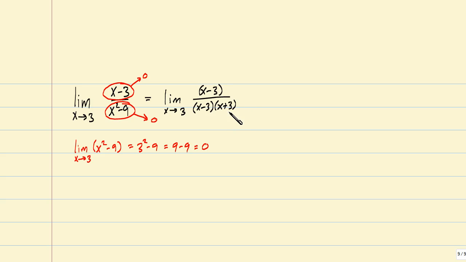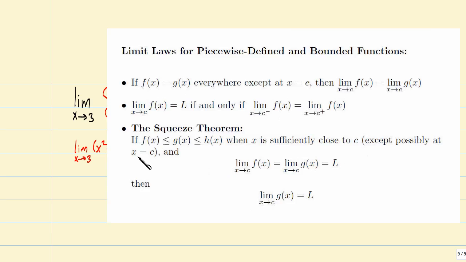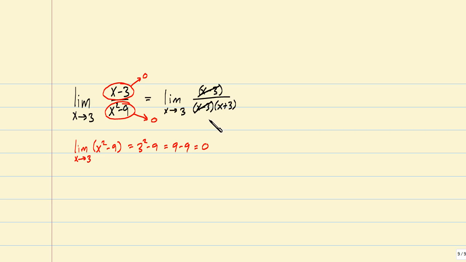Of course, our natural urges should take over at this point. We like when things simplify, and so let's cancel the x minus 3's. And recall, we are confident we can do that because of this limit law right here. We're basically looking at two different functions that disagree at one point, namely at 3 itself. But they should share a common limiting value.